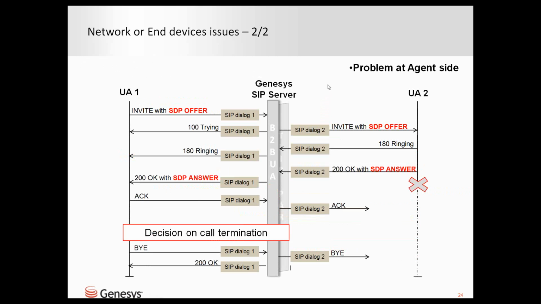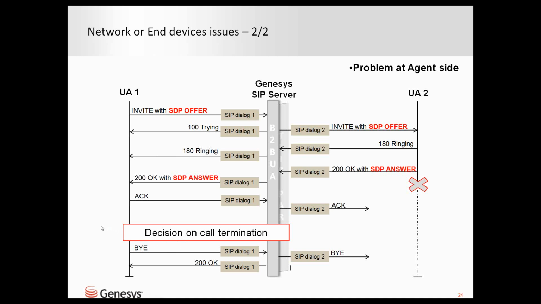Now, if you see the same thing, the problem may be at the agent side, at user agent 2. After sending the 200 OK with the SDP answer, the media gateway received it and sent an acknowledgement, and SIP server sends an acknowledgement, but user agent 2 never received it. The problem is that, because the 200 OK SDP offer-answer exchange has already happened, there could be a chance that you will have a silent call here. Sometimes that happens. But again, Genesys SIP Server or the caller, one of them is going to decide on call termination.